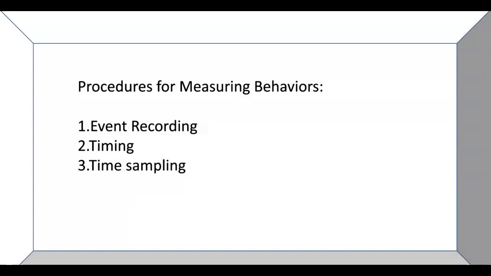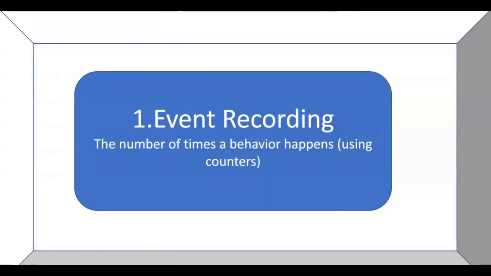So procedures for measuring behaviors, there are three procedures: event recording, timing, and time sampling. Event recording is the number of times a behavior happens. So you can use counters to figure out how many times. So that's just a count. You're counting how many times a behavior happens. You're recording each time a behavior happens, and you're not skipping, or there are no conditions you have to follow in order to record the behavior, such as time sampling. We will see this in a minute. Event recording, you're eventing everything you see.